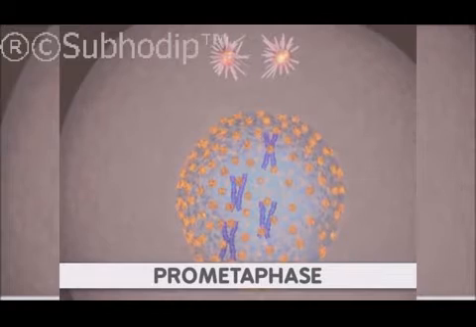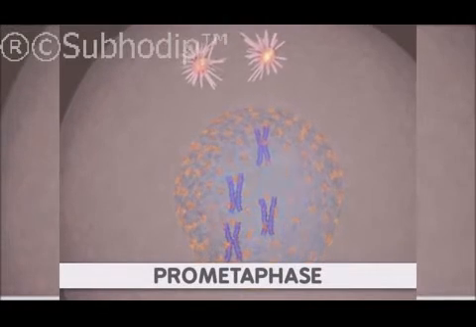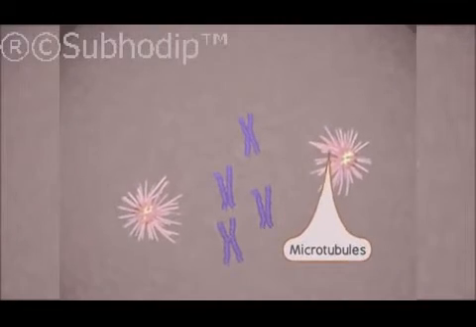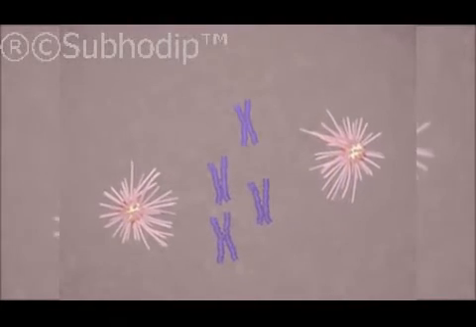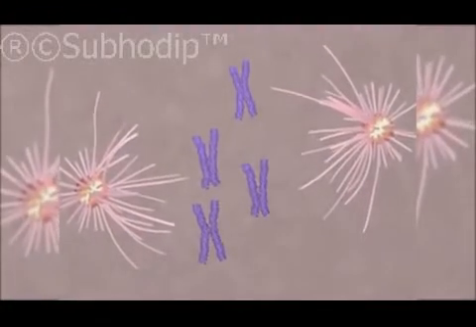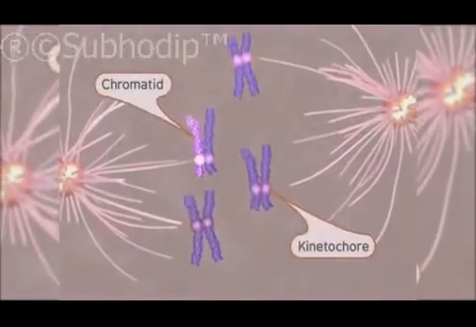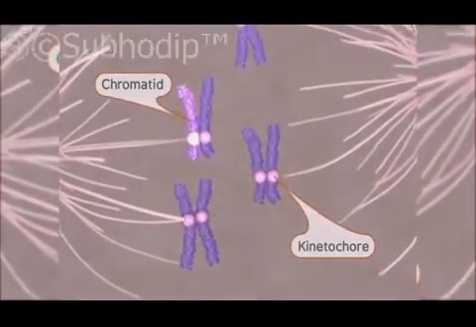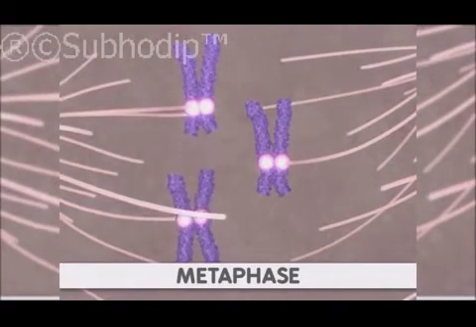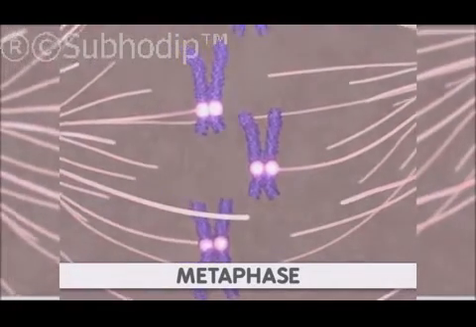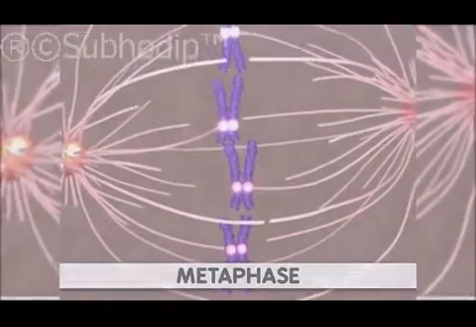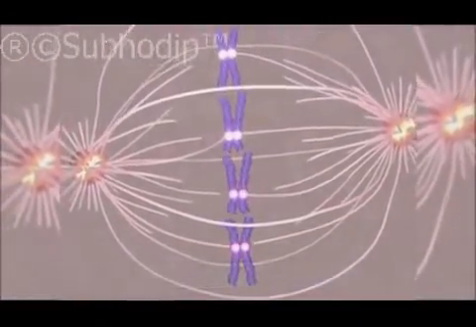At the same time, microtubule strands or spindle fibers are growing from the centrosomes. These strands attach to a protein structure called the kinetochore. One kinetochore is attached to the centromere of each sister chromatid. Next comes metaphase. During this stage, the sister chromatids align along the center of the cell so that both chromatids face toward opposite poles of the cell. Now the sister chromatids are ready to be separated.